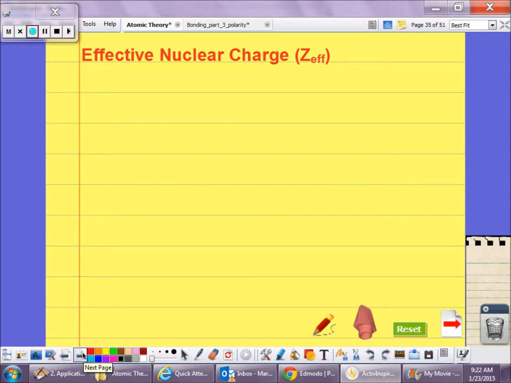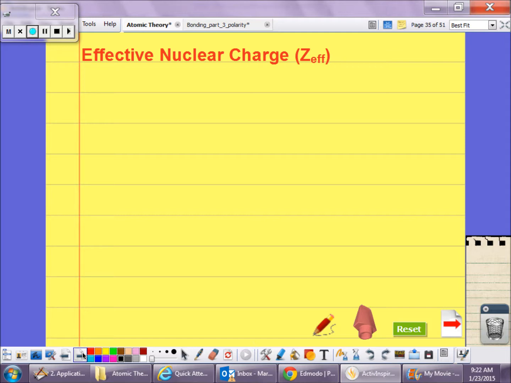Okay, this is the most important term you will be using to explain any trend they ask you for the rest of the unit. Alright? Effective nuclear charge. Listen carefully. Effective nuclear charge. The symbol we are using is Z subscript EFF. You will hear sometimes people say ZEF.